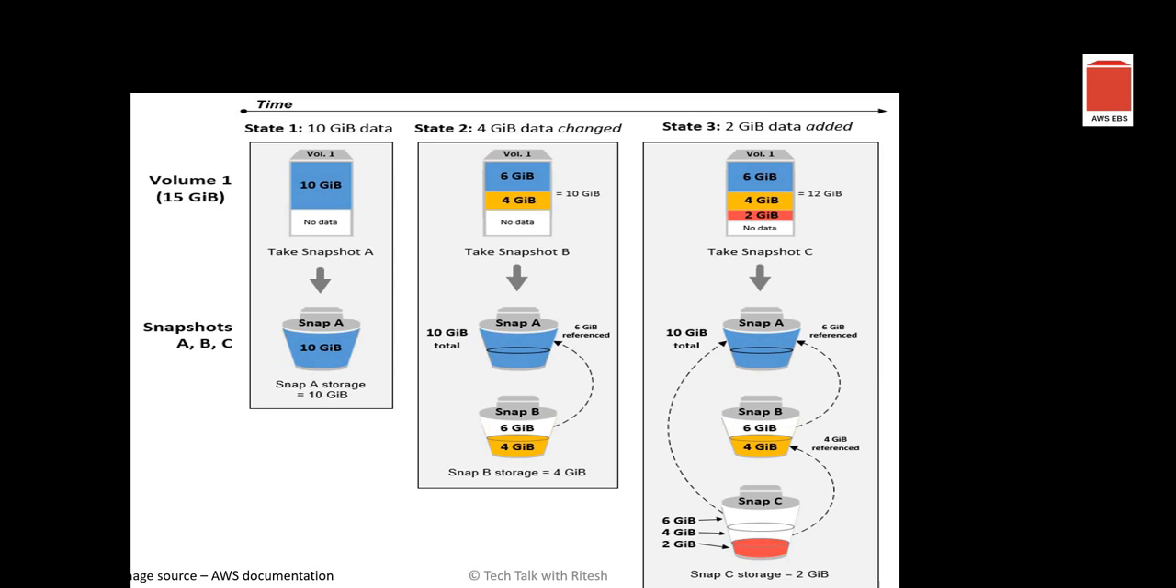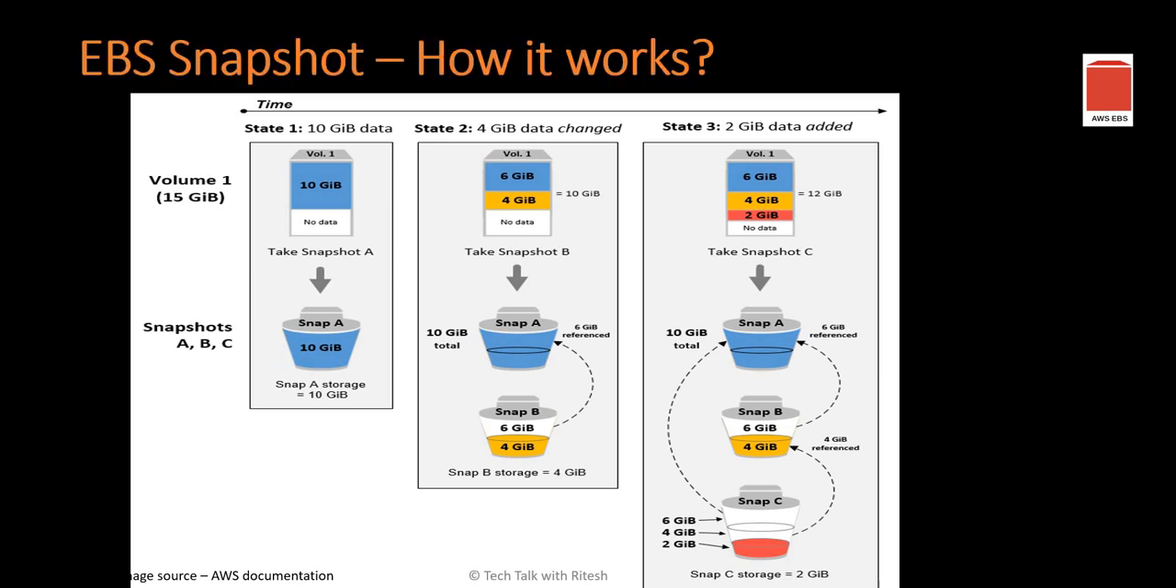This image I have taken from the AWS documentation. So let's consider I have just created this volume, and this is the first time I'm going to create a snapshot. So it's called the initial snapshot, right? The first time I'm going to create it. Now consider I have the full volume of my data.